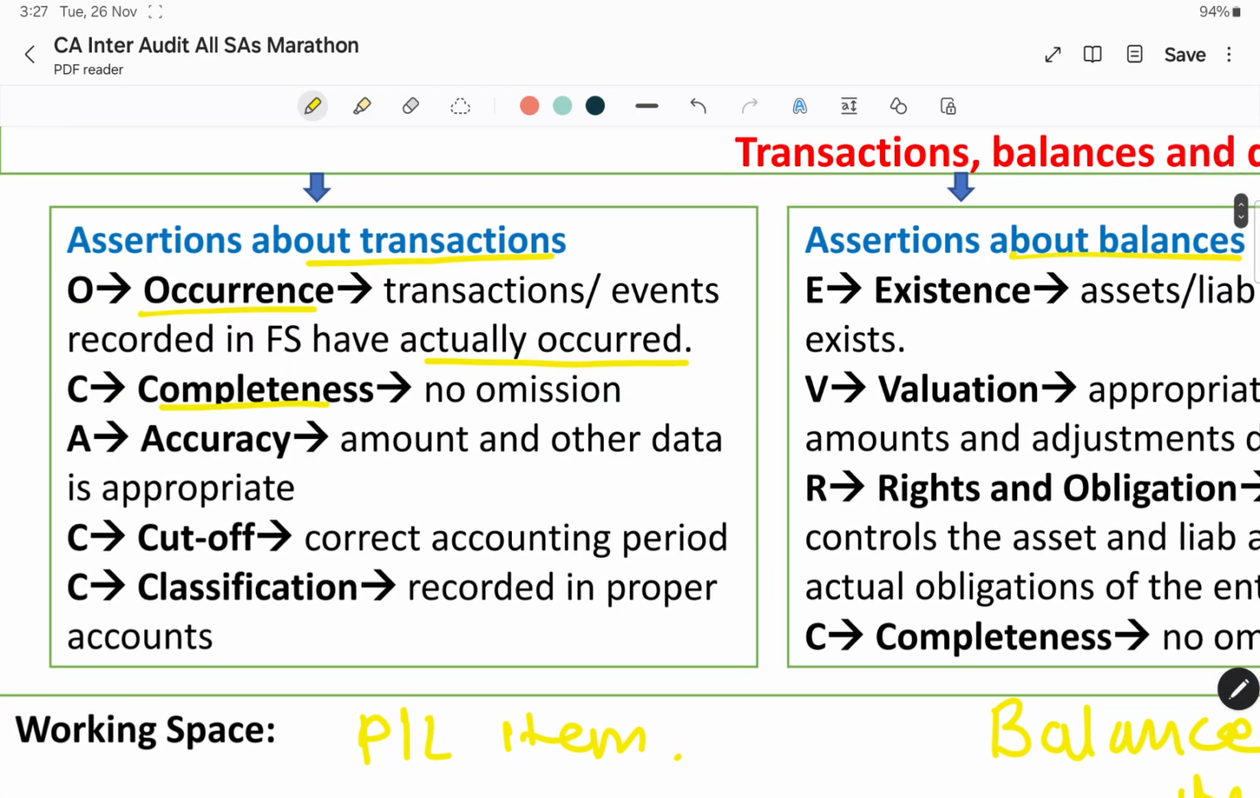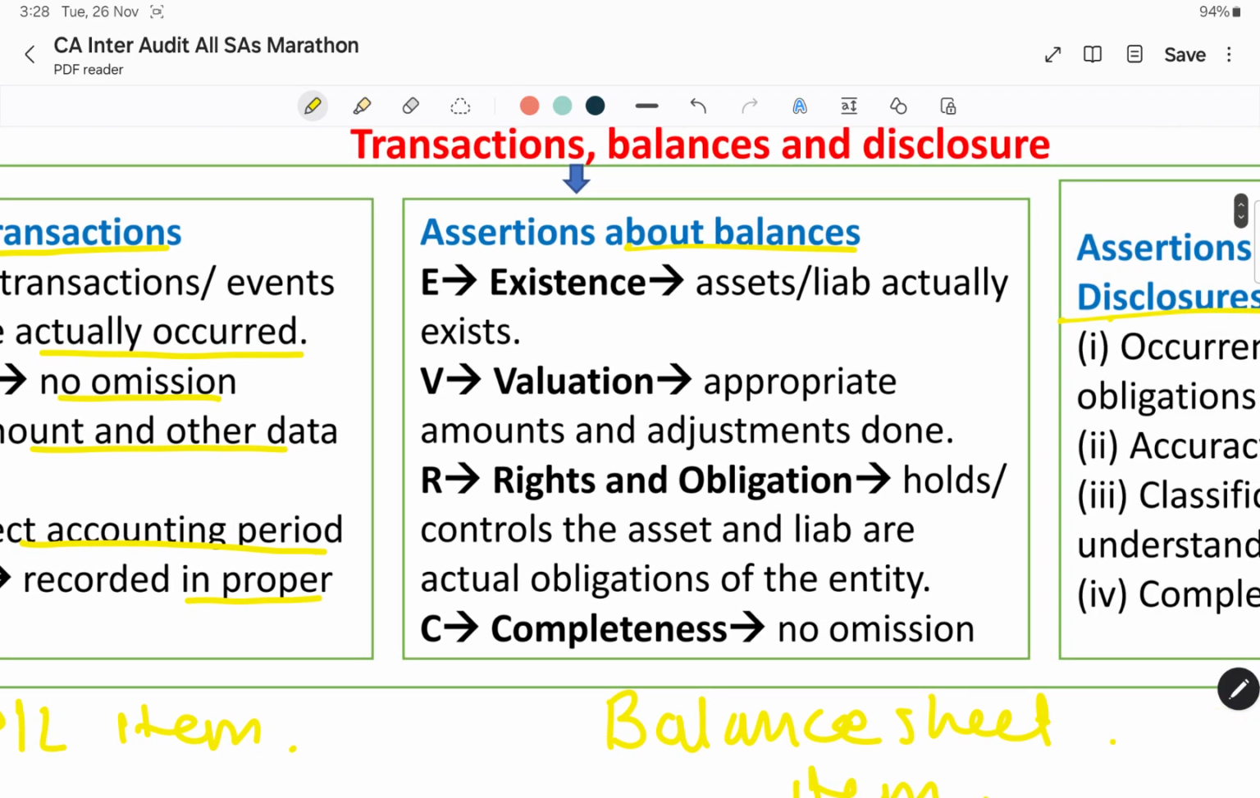C से होगा completeness, no omission. A, accuracy: amount and other data is appropriate. Cut off, correct accounting period: the transaction is recorded in correct accounting period, so cut off assertion. Classification: recorded in proper accounts.